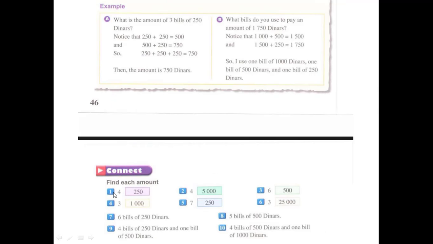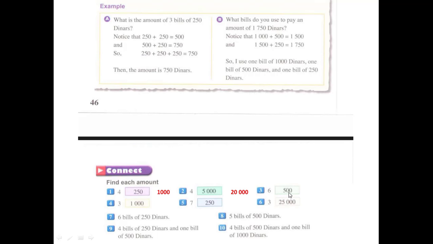Just like this. For example, 4 bills of 250. What is 4 bills of 250? In Kurdish we say 4 of 250 is 1,000 dinars. Okay? What about here? You have 4 bills of 5,000. 5, 10, 15, 20. So it is 20,000 dinars.